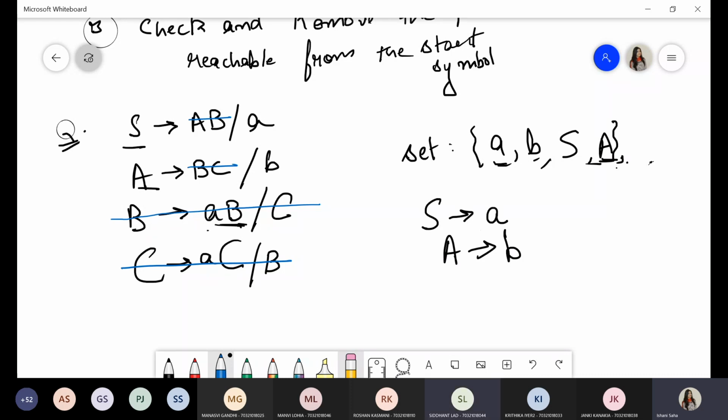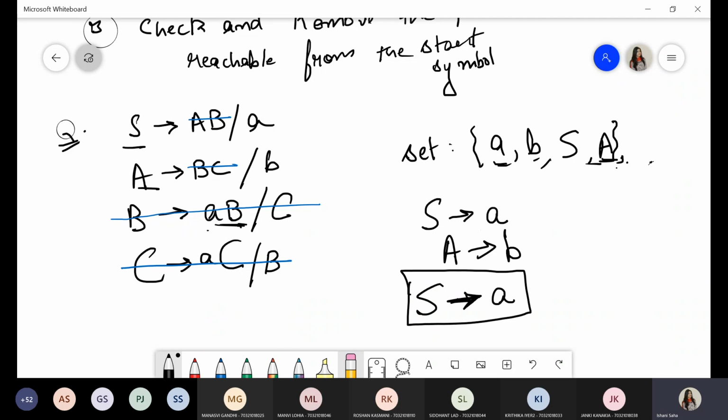Yes, ma'am, it's clear, but A becomes useless now, right? Because A is not being reached. Yeah, so now the third step applies. So third step, after reducing it till here, you check if some of the variables are not reachable from the start symbol, that also you remove. So the grammar is further simplified to only one production, S tends to small a.